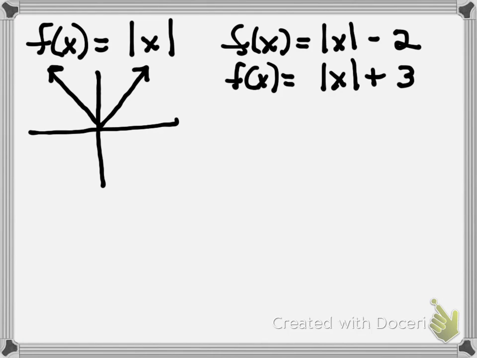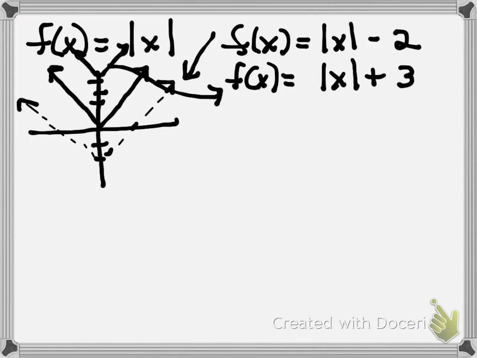Okay, the absolute value graph is a V coming down this way. So what happens if we have a negative 2? It means that we're taking that graph and we're just dropping it down 2 units. So that would be for this one. If we had the absolute value of x plus 3, we're shifting it up 3 units. And this would be that one.